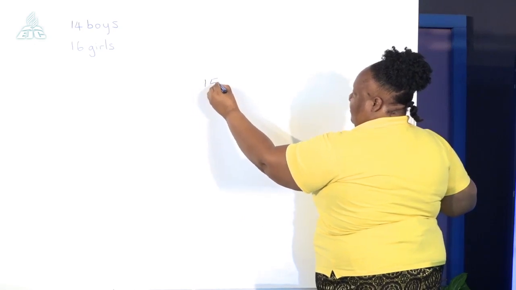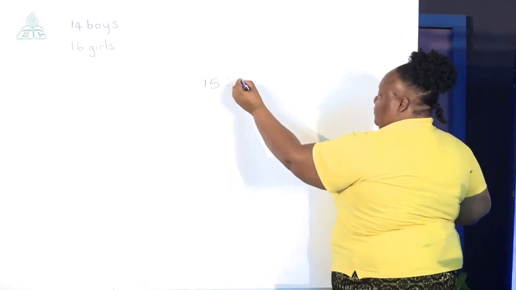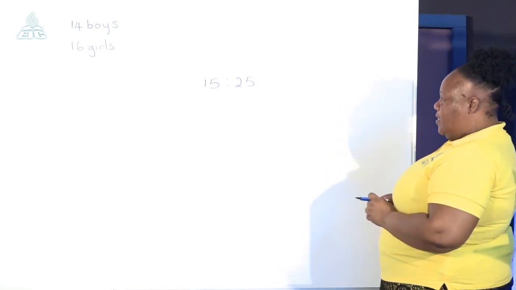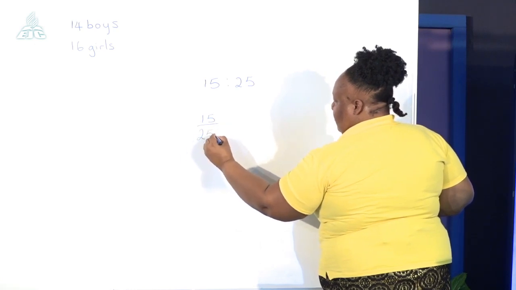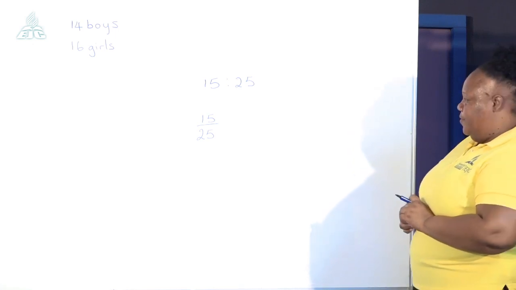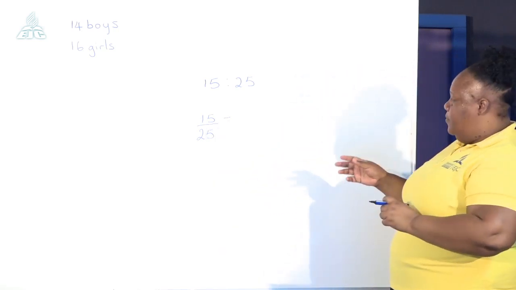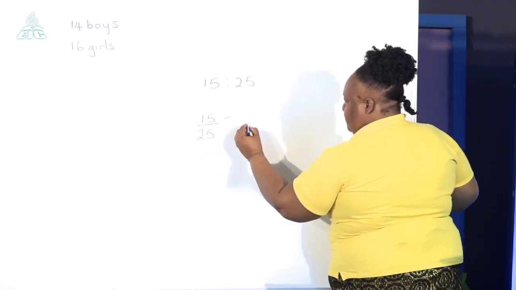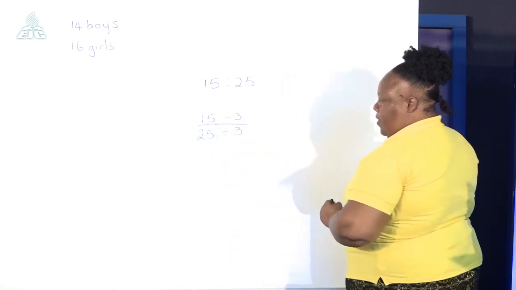15 to 25 sheep. So the first thing, we are going to write our ratio as a fraction, 15 over 25. Then we are going to simplify. Very good. You are with me. And remember, when we are dividing, we divide both the numerator and the denominator. We say our highest common factor is 3.